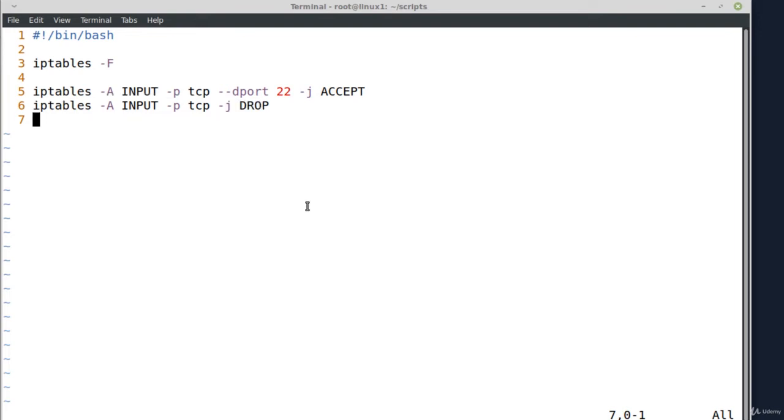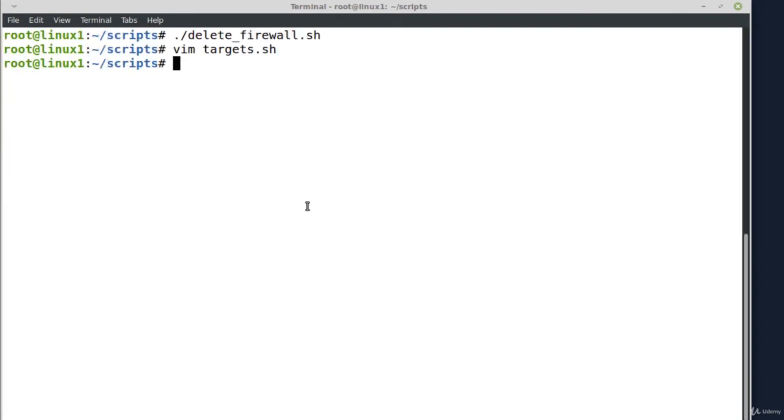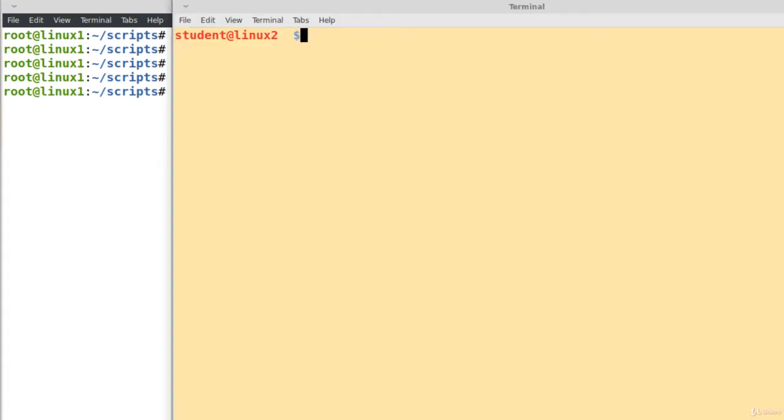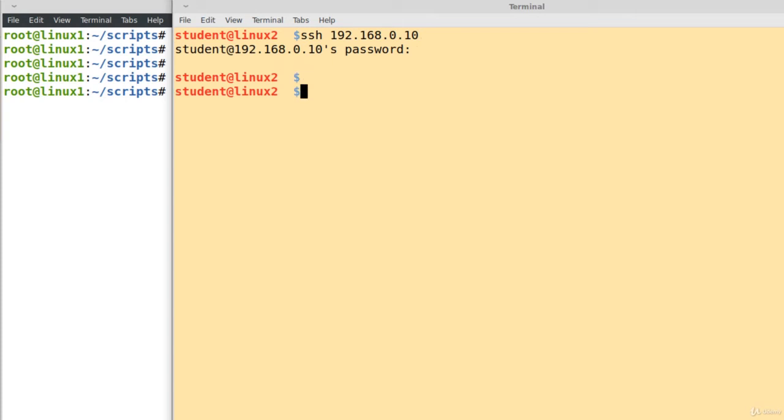Let's test it. I'm saving the script, then making it executable and running it. Let's try to connect to Linux 1 using SSH from Linux 2. And we notice that SSH is working. That's because the first rule has accepted the packets and the second one hasn't evaluated them anymore.